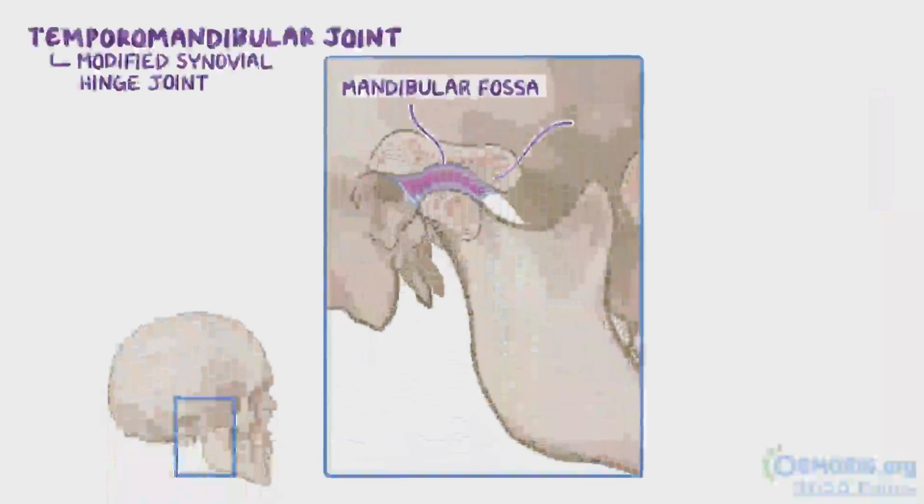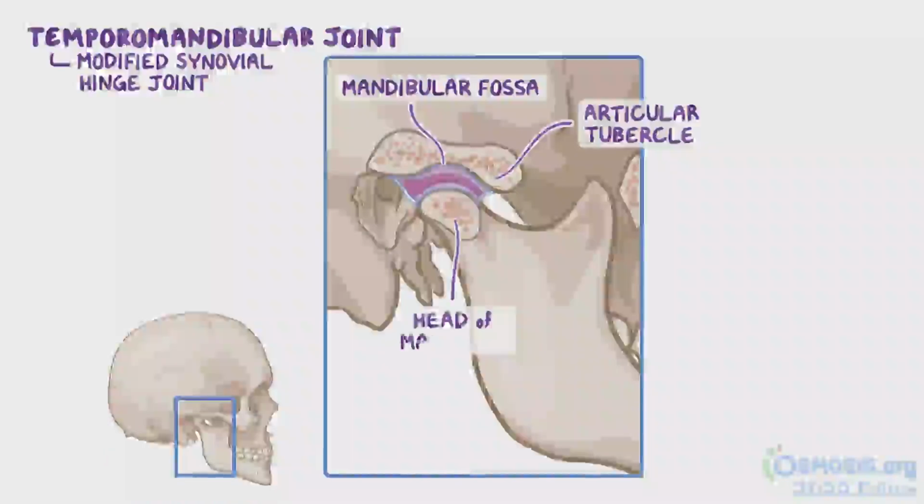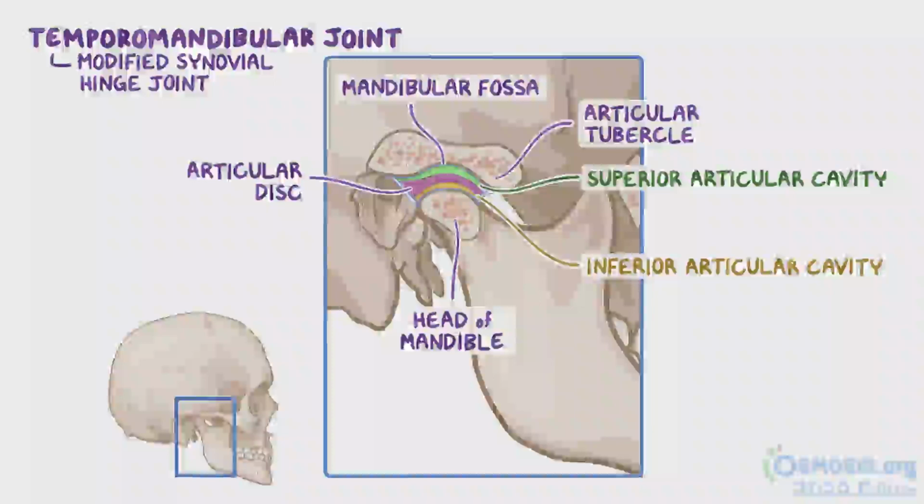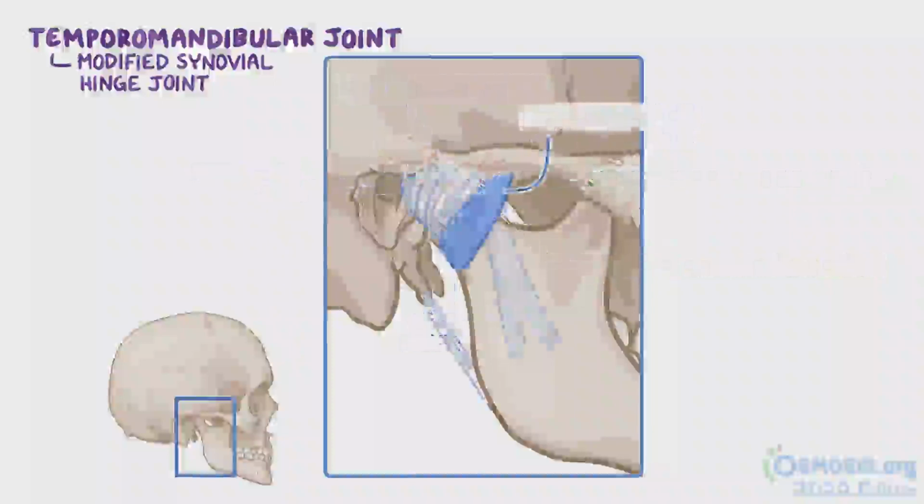Alright, as a quick recap, the temporomandibular joint is a modified synovial hinge joint between the mandibular fossa and the articular tubercle of the temporal bone superiorly, and the head of the mandible inferiorly. Articular components are separated by the articular disc, which divides the joint into the superior and inferior articular cavities.